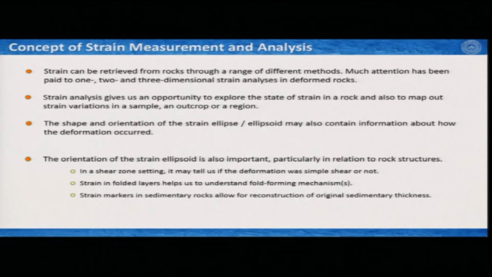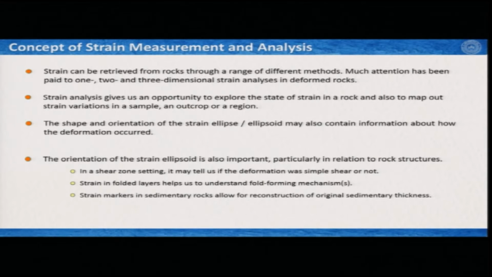As we have learned from the last 2 lectures on deformation and strain, there are some theories and some background, and it is possible to retrieve the strain from rocks through a range of different methods. Mostly you can determine strain in 1 dimension, 2 dimensions and 3 dimensions based on the outcrops you have, and the features you see in your deformed rocks.